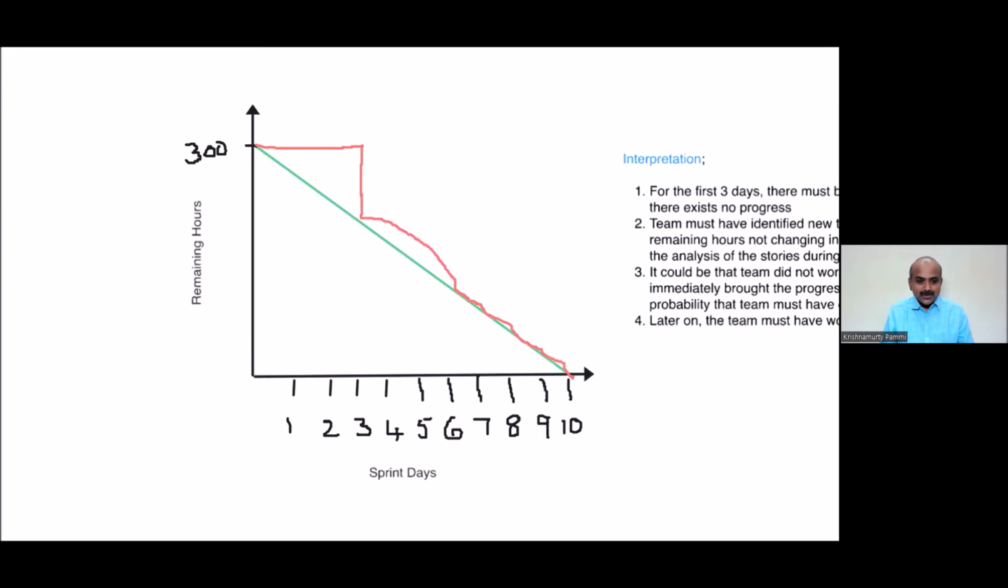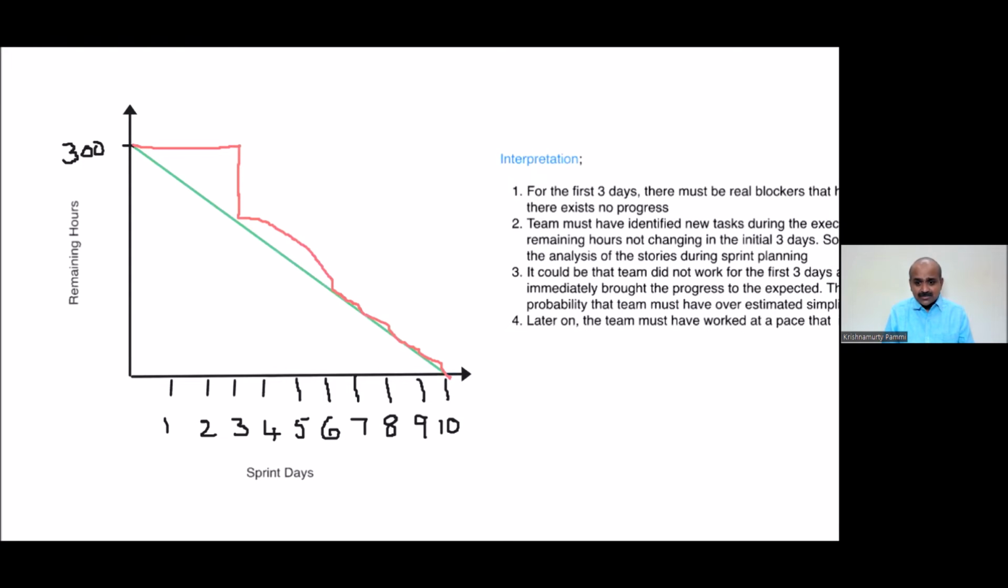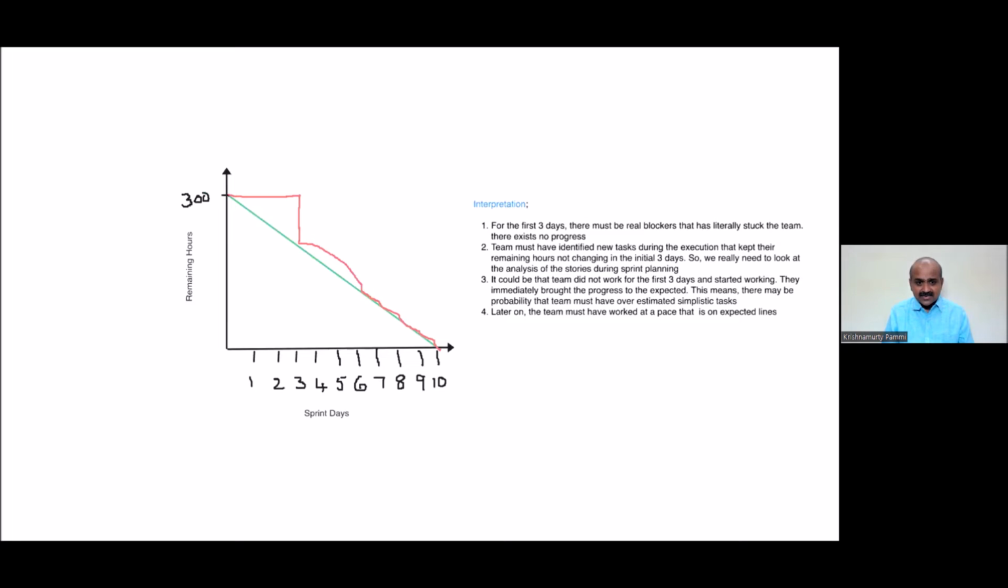Okay, so the thing is that, for the first 3 days, the team's remaining work is not coming down. Now suddenly there is a change. They're able to complete it, and then they are able to progress well. What does this graph talk about? It talks about key things, friends. Let me say here.